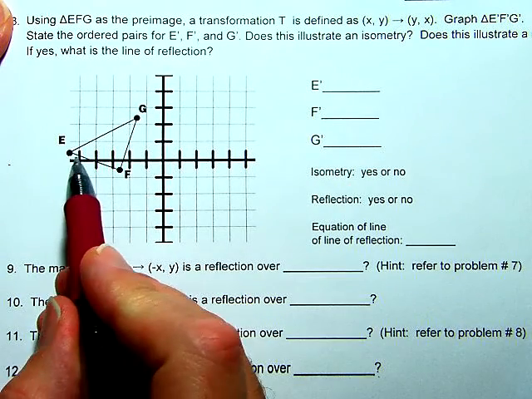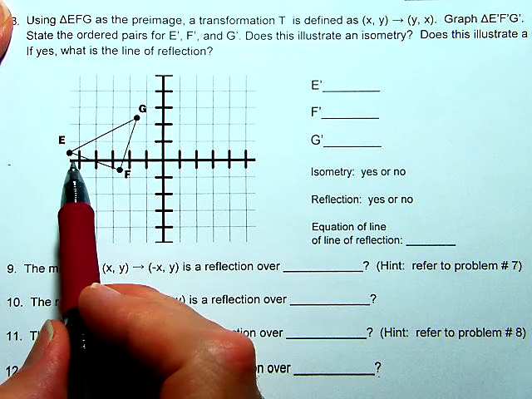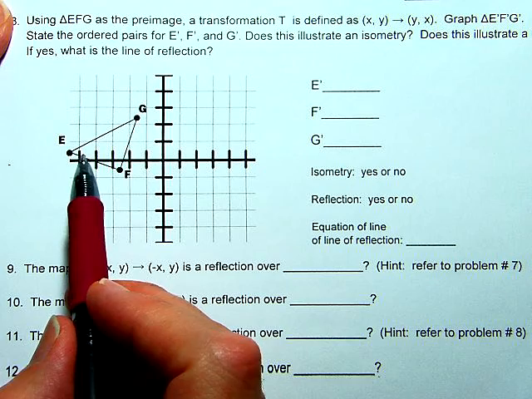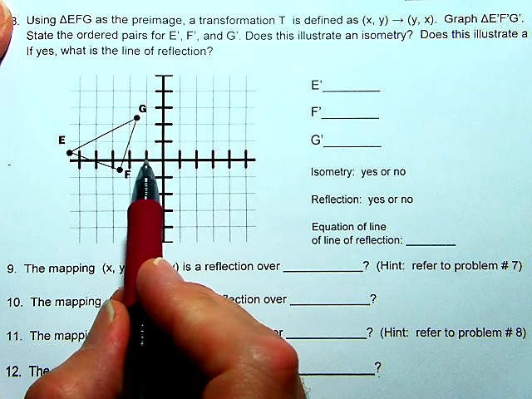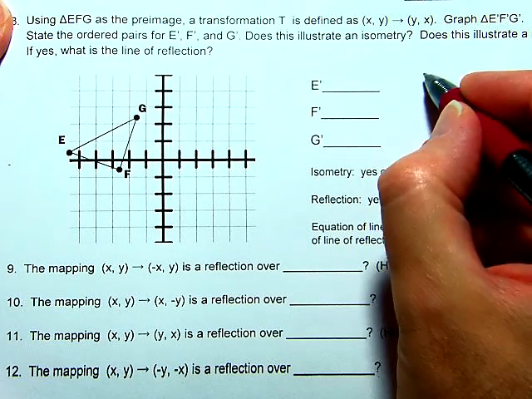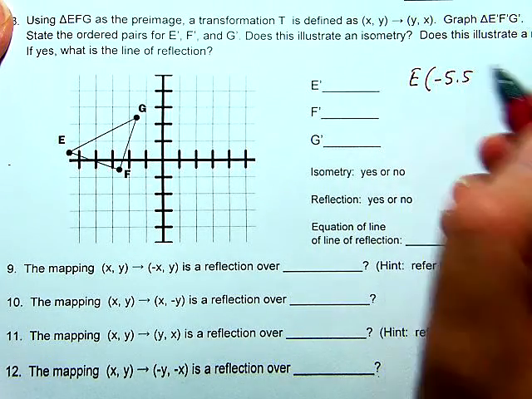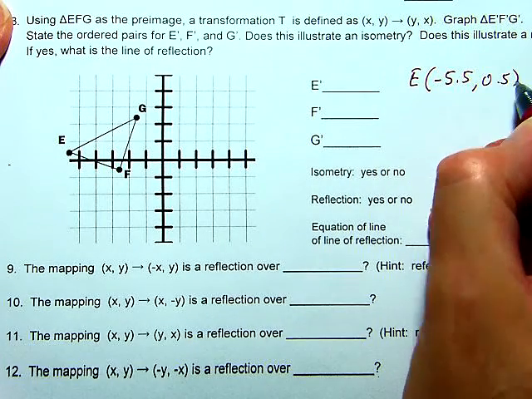So let's look at E. And again, if we've got points that seem to be between 2 lines, we're going to just say it's half of the way between the 2 lines. So E is going to be on the x-axis -1, 2, 3, 4, 5.5. So let's call E -5.5, and on the y-axis it's 1/2 or 0.5 up.